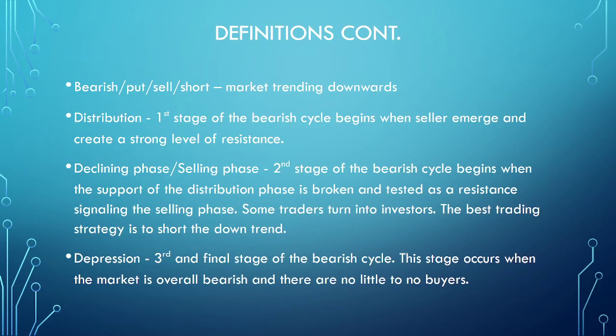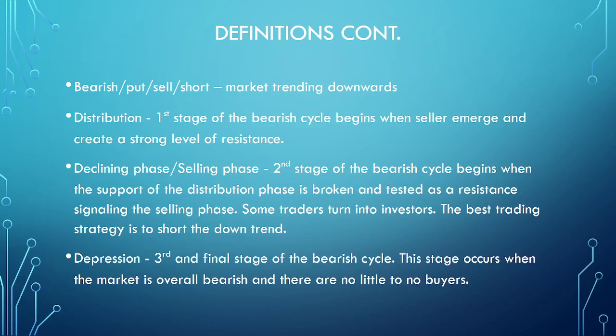So now we're going to talk about the downtrend. You can call it bearish, put, sell, short. This is when the market is trending downwards. The first stage of a downtrending market is the distribution. The first stage of the bearish cycle begins when the sellers emerge and create a strong level of resistance. Then comes the declining phase, or selling phase.